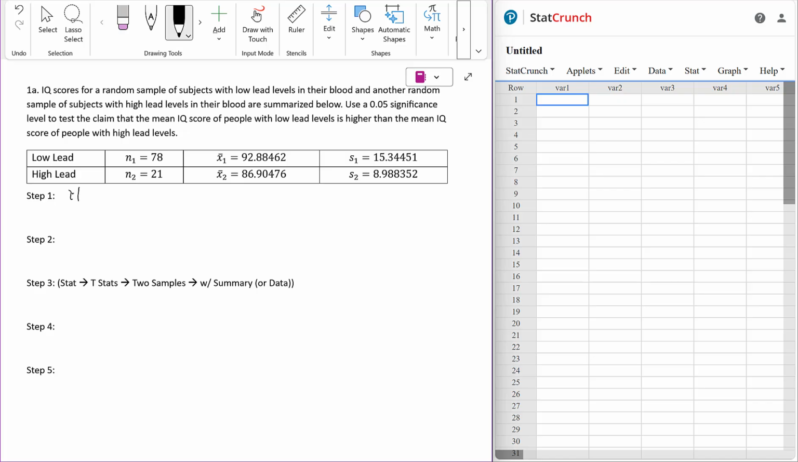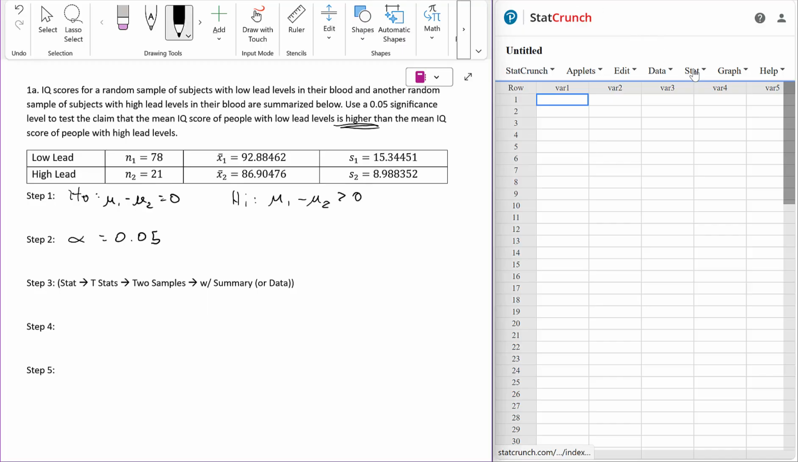So step 1, we've got our null hypothesis that mu sub 1 minus mu sub 2 is 0. And for our alternative, we want low lead levels to have higher IQ scores. If low lead is sample 1, right, n sub 1, x bar sub 1, s sub 1 there, we've got our mu sub 1 minus mu sub 2 should be greater than 0. All right, step 2, they're giving us alpha is 0.05. For normality, IQ scores are normally distributed, so the sample size doesn't matter there. And there are way more than 78 or 21 times 20 people in the population. So we are good to go.